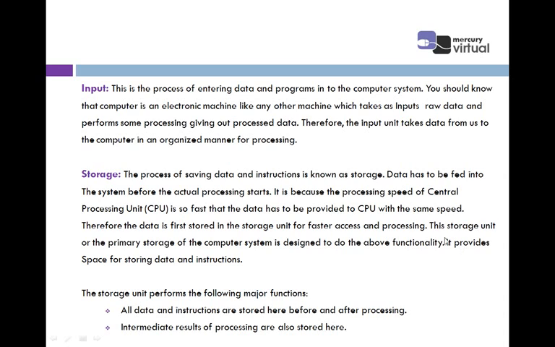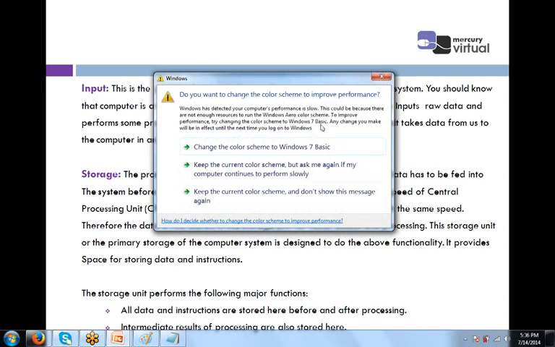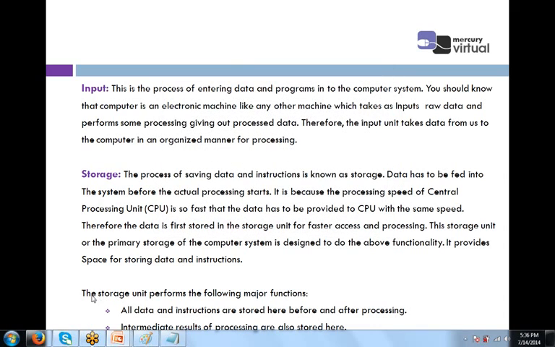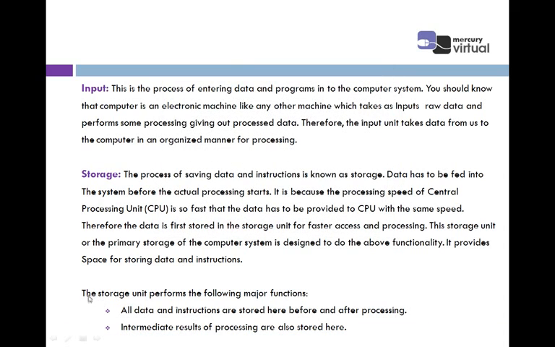At last, it means storage. Storage provides space for storing data and instructions, means the memory unit used for storing the data and instructions. At the end, there are two main points. The storage unit performs the following major operations. All the data and instructions are stored here before and after processing. Before processing means that is raw data, and after processing means that is a finished product. And also the intermediate results of processing are stored here.